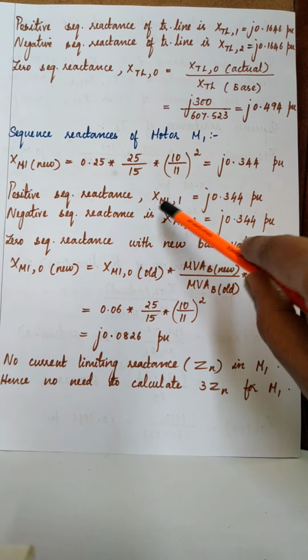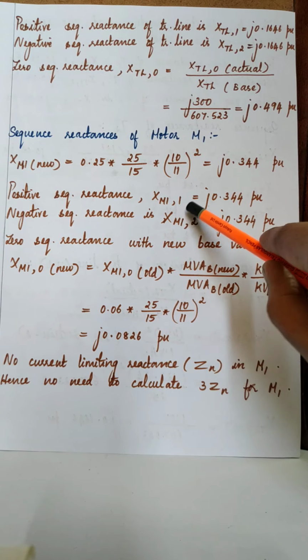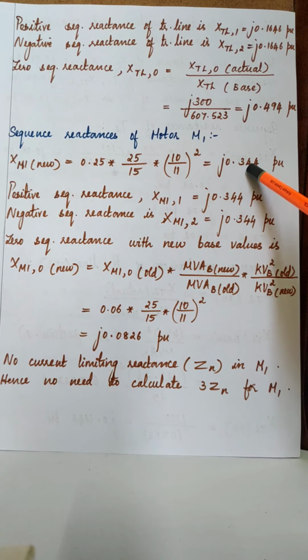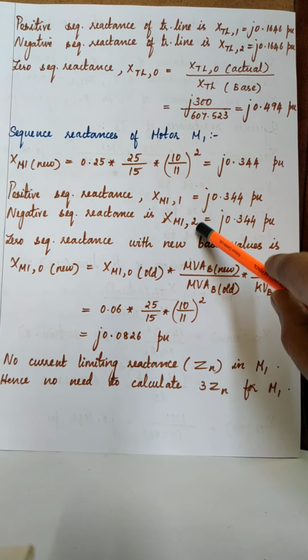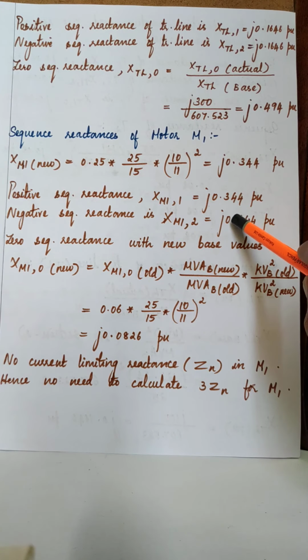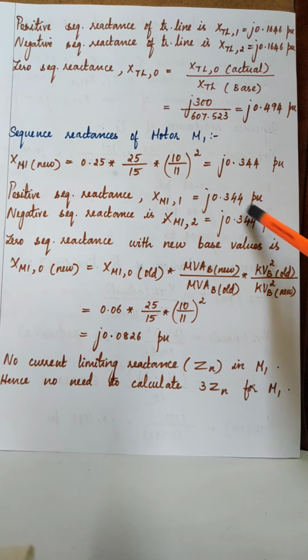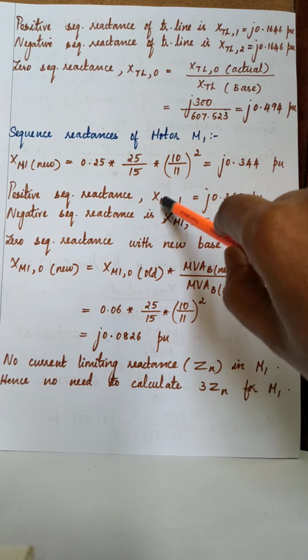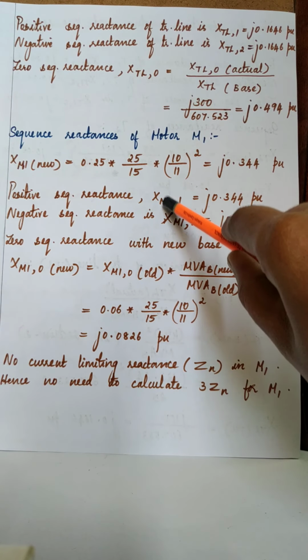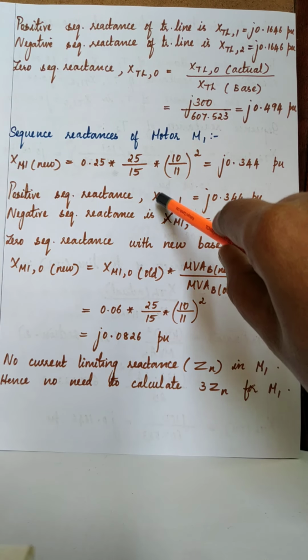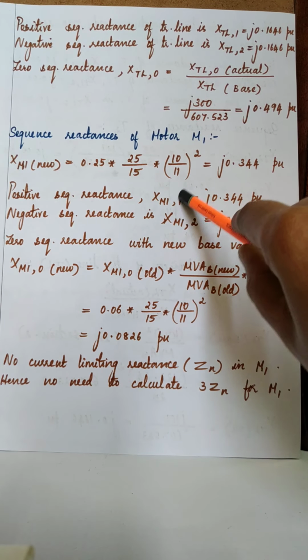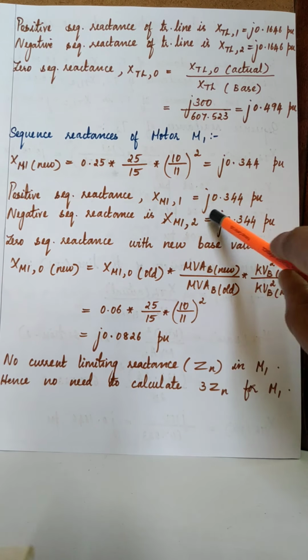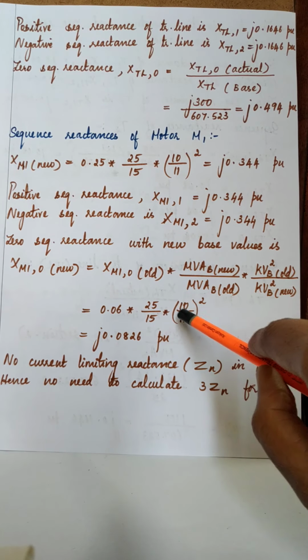Okay. Now the positive sequence reactance XM1,1 is j0.344 per unit. Negative sequence reactance will also be equal to j0.344 per unit. Hope all of you are familiar with these notations. XM1,1 is the reactance of motor 1 with suffix 1, which represents positive sequence reactance. Suffix 2 represents negative sequence reactance.